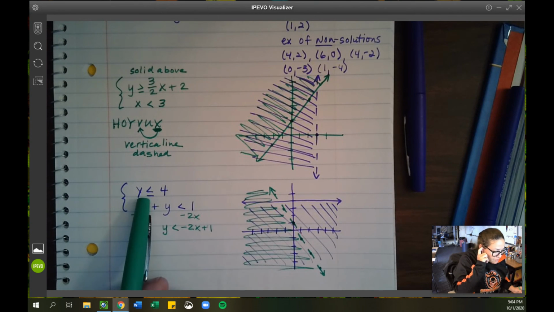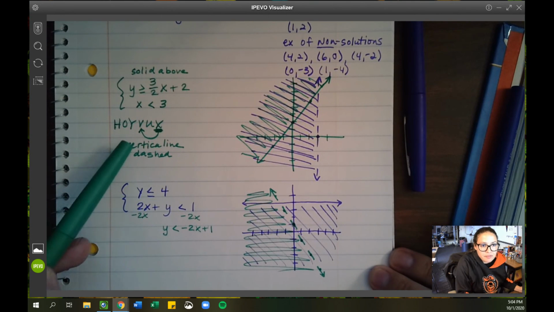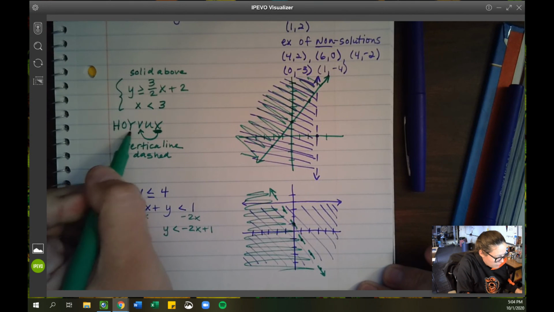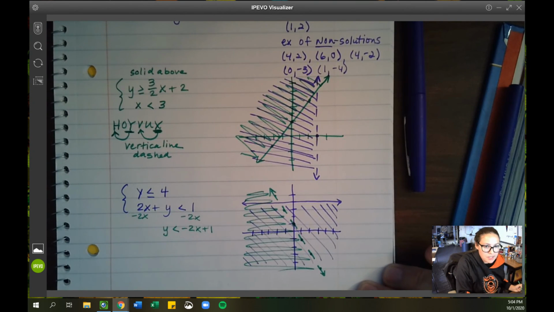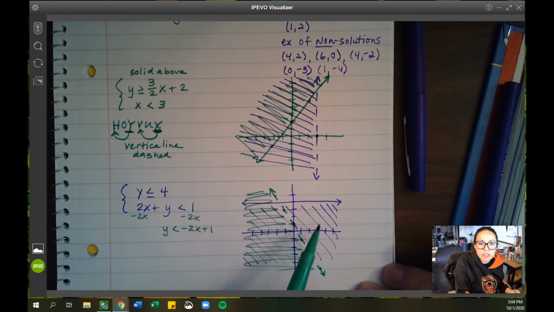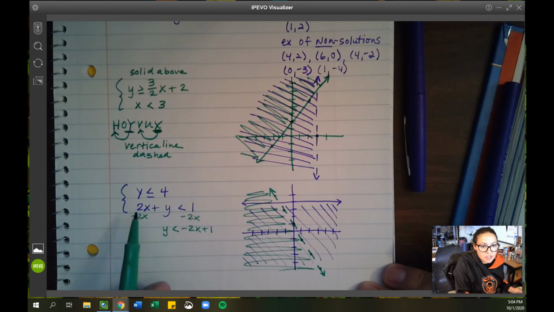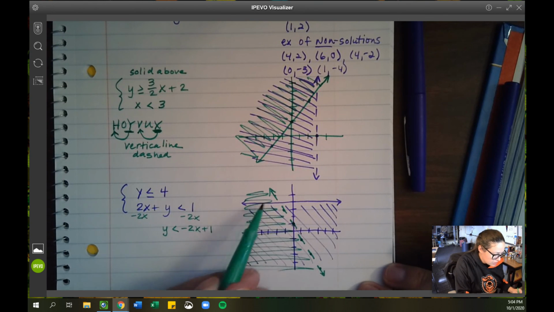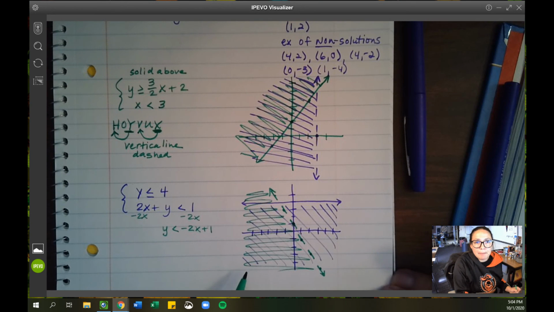All right, so y is less than 4. Again, look at Hoy-Vux. If we only have a y, that's going to be a horizontal line. So you should have a horizontal line where y is 4, and we shade below. So my purple is below the line. For the second equation, or I should say inequality, we had to solve for y first. So I subtracted 2x from both sides, and that gave me y is less than negative 2x plus 1, which means I have a dashed line, and I've shaded below it.